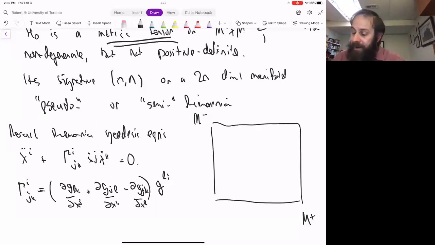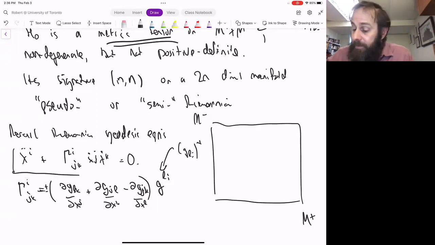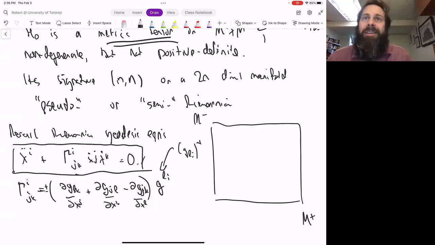This formula makes, and I don't remember if it's plus or minus, I may have it wrong up to a plus or minus, but this formula makes perfectly good sense whether the matrix, all you need is invertibility of the matrix G, right? This is G^{LI}, the inverse as a matrix, not as a component. All you need is invertibility. So this formula for geodesics makes perfectly good sense whether the matrix G is positive definite or not.